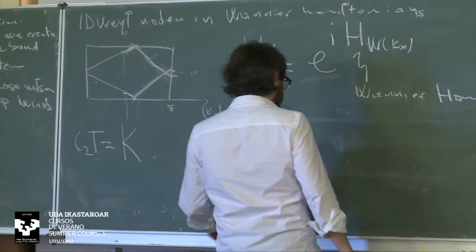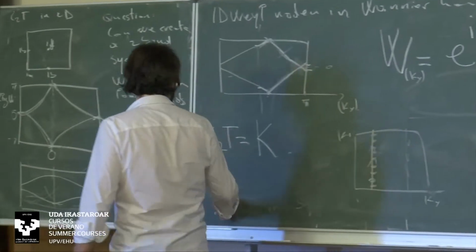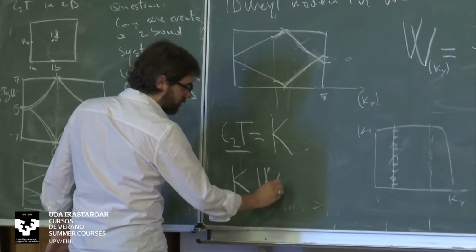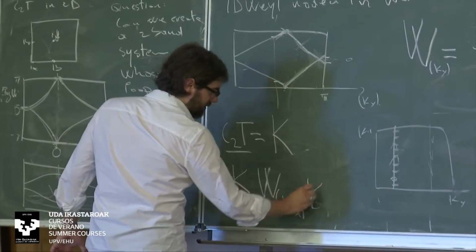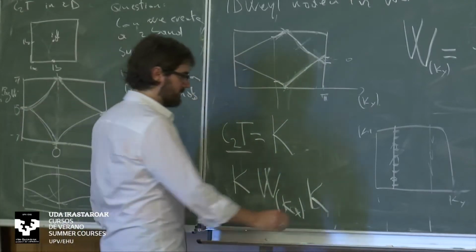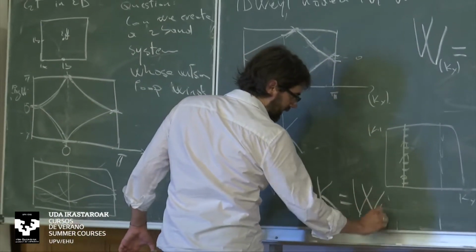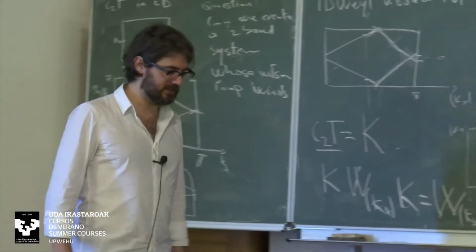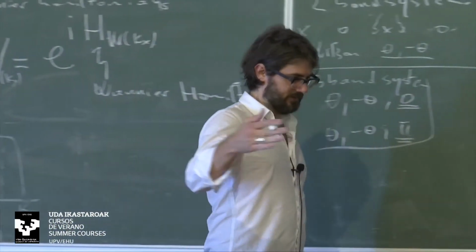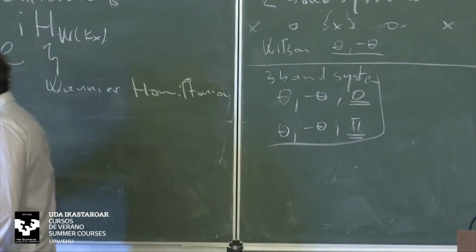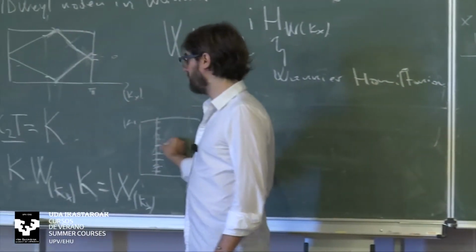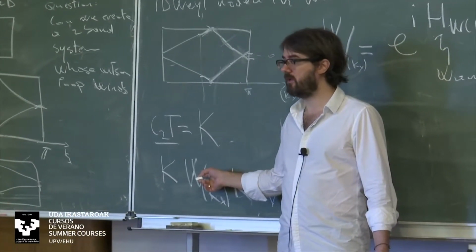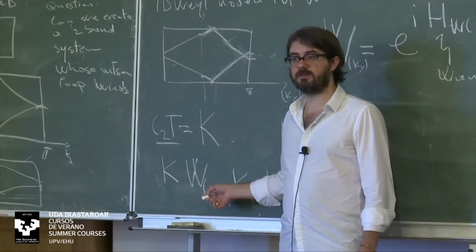Okay? So the only symmetry of the Wilson loop is that since I have the C2T symmetry and it leaves the contour invariant, complex conjugation times the Wilson loop at kx times complex conjugation is equal to the Wilson loop at kx. You can obtain this easily from what Titus showed you, from the fact that the Wilson loop is the projector here times the projector here times the projector here, and so on. Each of these projectors satisfies this equation. So the Wilson loop satisfies it. Is this clear?